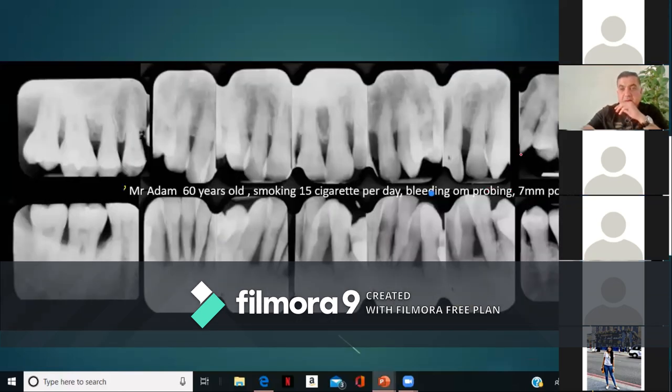So now, this is a full mouth apical. I took it from this patient, Mr. Adam, 60 years old, smoking 15 cigarettes per day, bleeding on probing, 7 millimeter pockets. So the first thing I will do, I will check what is the worst part here. I believe it is here.